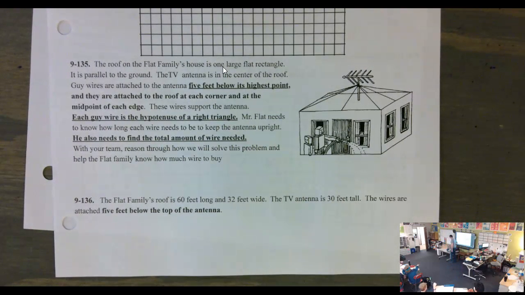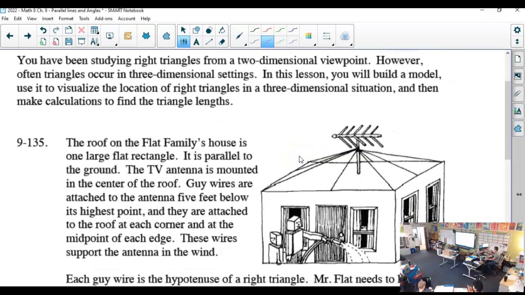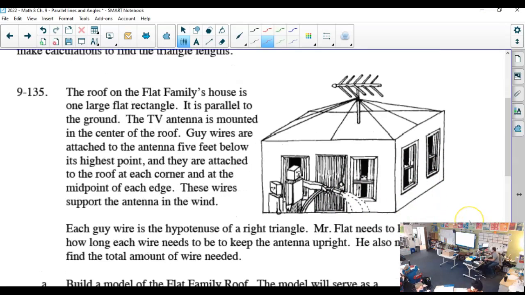It's Buddy Box Master. It's my baby little house here. It's a box. So this is the roof of the Flat family's house. Of the what? The Flat family. You know, Flat family. Are they flat? They're not really flat.